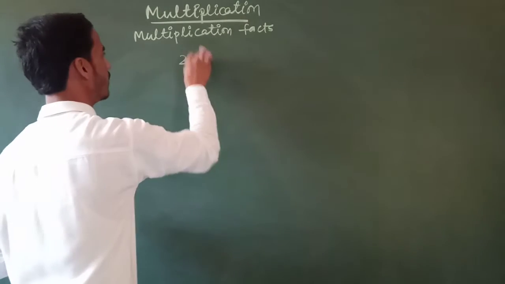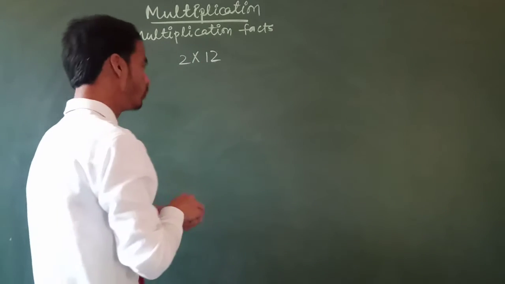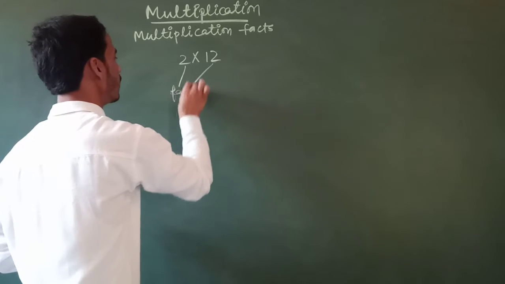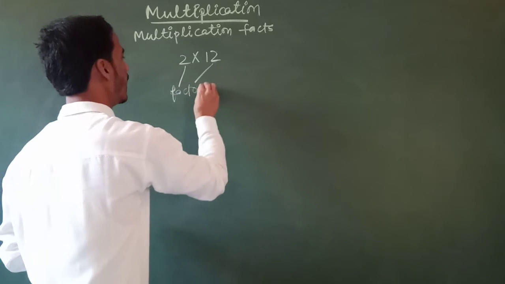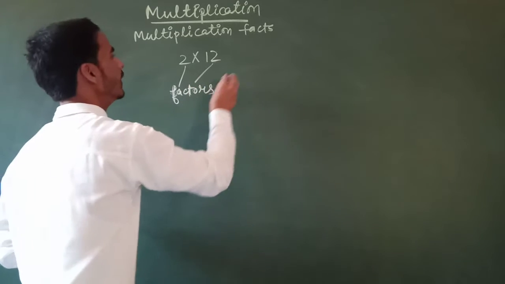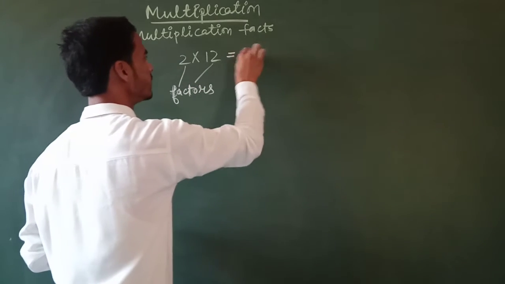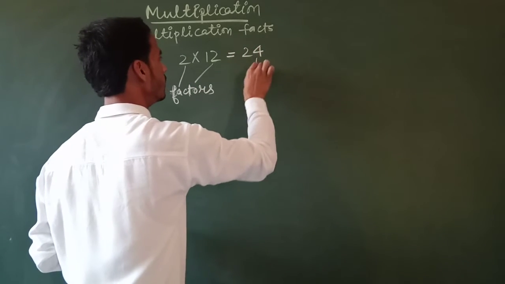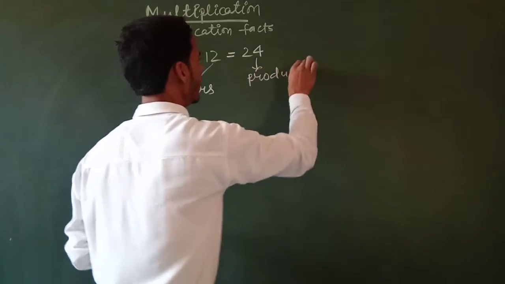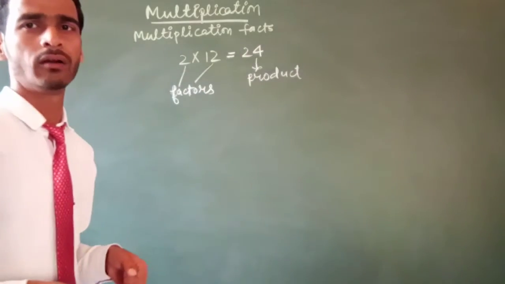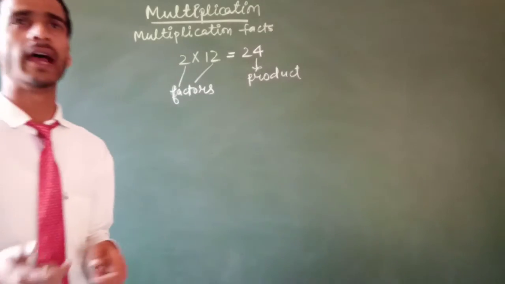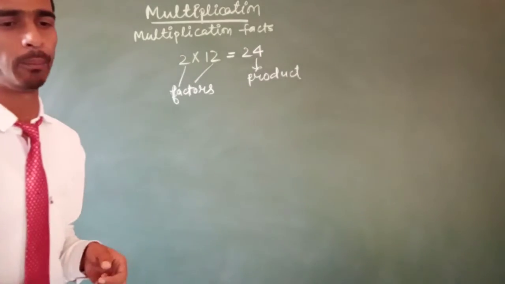For example, there are two numbers, 2 and 12. You know that 2 and 12 are factors, and when you multiply them you get 24, and 24 is the product. What I have said is that when two numbers are multiplied, both numbers are called factors and the answer of the multiplication is the product.